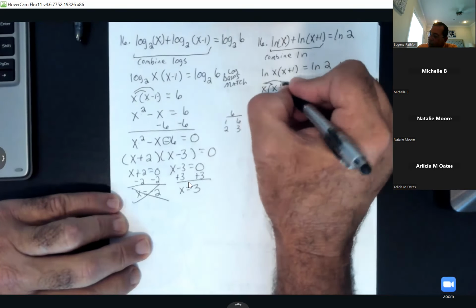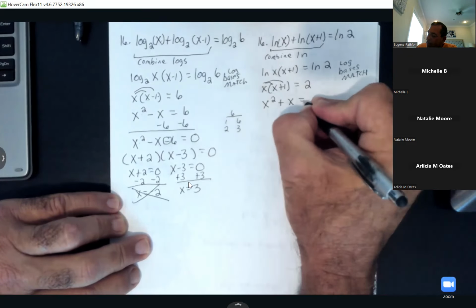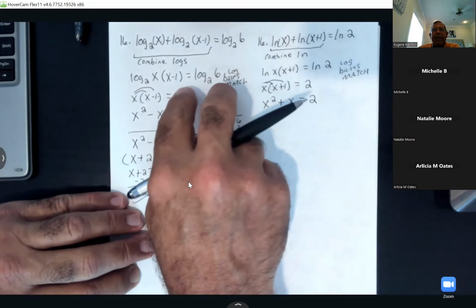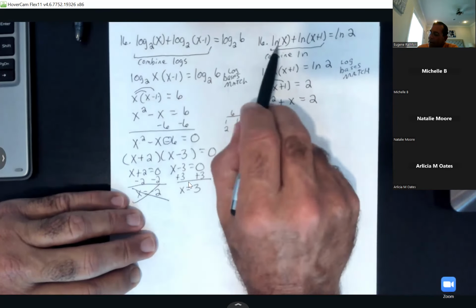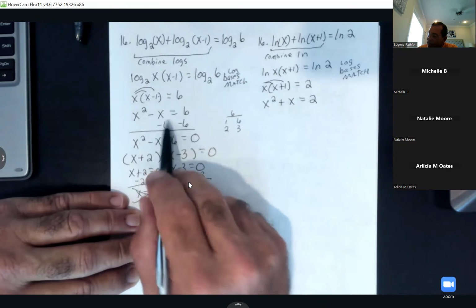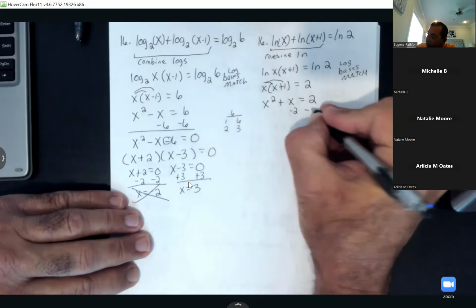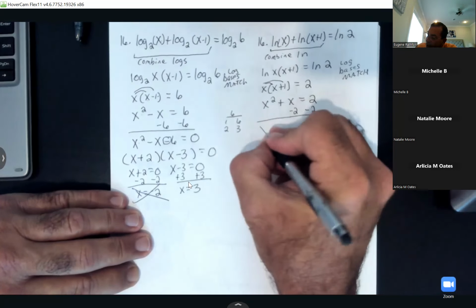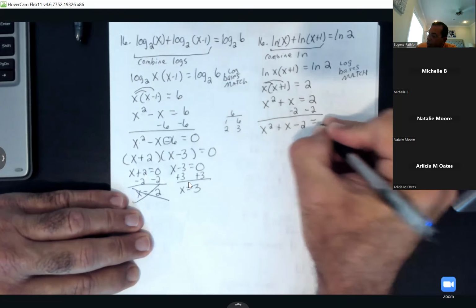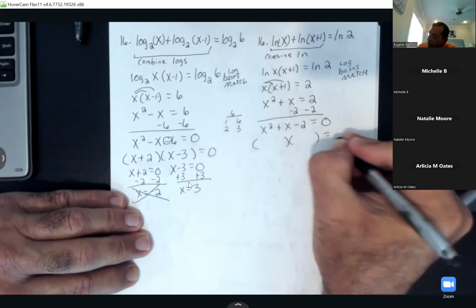All right, so we're going to distribute again. I get an x squared plus an x equals 2. So if you notice, we're working it basically the same exact way, other than they got LNs and we had logs. So remember, right here, I ended up with the same thing. So I had to move the 2 over by subtracting. So I get an x squared plus that x minus 2 equals 0. So now we get to factor that.